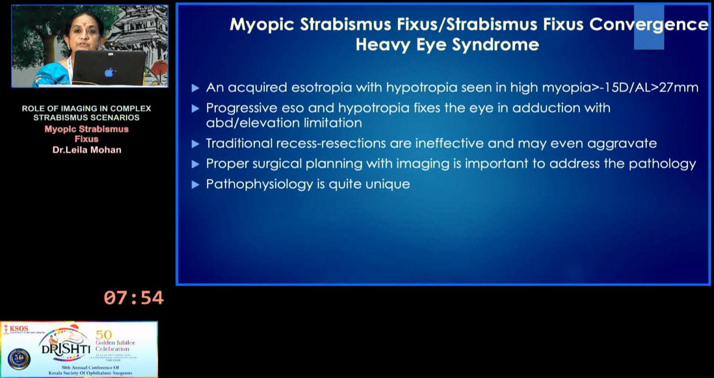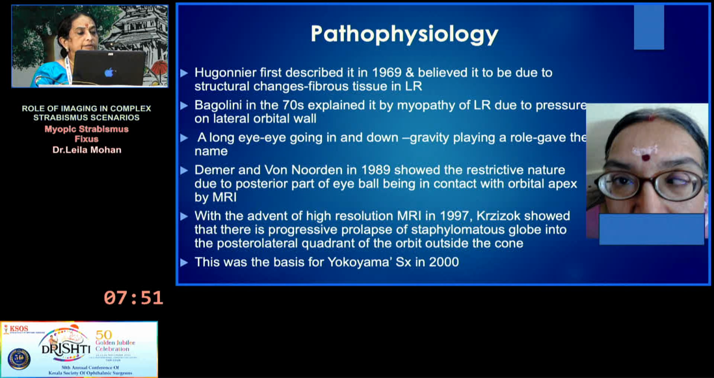And the pathophysiology is unique in this case. Von Graefe-style descriptions aside, Hugonnet first described this condition in 1969, and he believed it to be due to structural changes and fibrous tissue in the lateral rectus. Bagolini in the 70s explained it by myopathy of the lateral rectus due to pressure on the lateral orbital wall from a large eyeball. And with a long eye, the eye going in and down due to gravity played a role, giving the name heavy eye syndrome. Demer and Von Noorden in 1989 showed the restrictive nature due to the posterior part of the eyeball being in contact with the orbital apex.